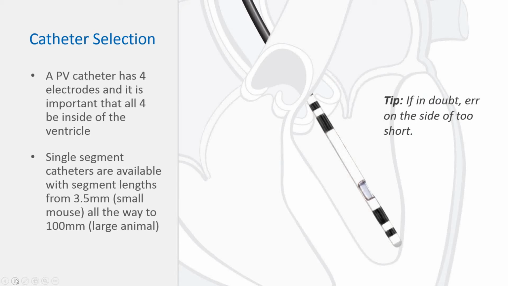On the subject of catheter selection, a PV catheter has 4 electrodes, 2 on the distal end and 2 on the proximal end. It's vital that all 4 of these be inside the ventricle. Single segment catheters are available with segment lengths as small as 3.5 millimeters for small mice and all the way up to 100 millimeters for large animals. A good tip here is if you're in doubt, it's a little safer to err on the side of too short of a catheter rather than one where the proximal electrodes will be outside of the ventricle.